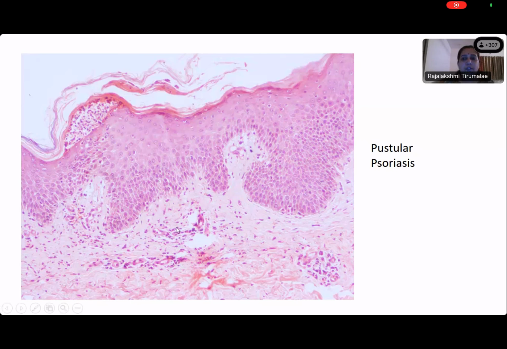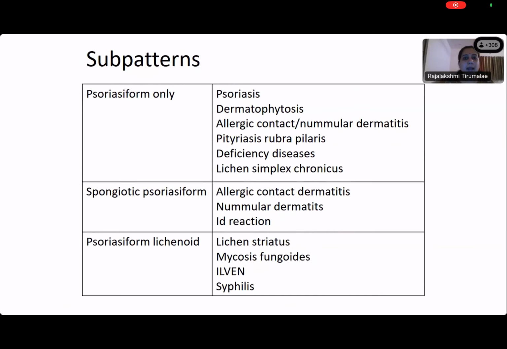So you may not be able to offer a specific diagnosis of pustular psoriasis because there is an overlap with drug eruptions and also with certain cases of IgM pemphigus, for which you may need to do immunofluorescence. So this is the differential diagnosis of a psoriasiform pattern. So you have to see whether it is psoriasiform only, in which case these would be your list of differentials. Time doesn't permit me to go into each one of them.